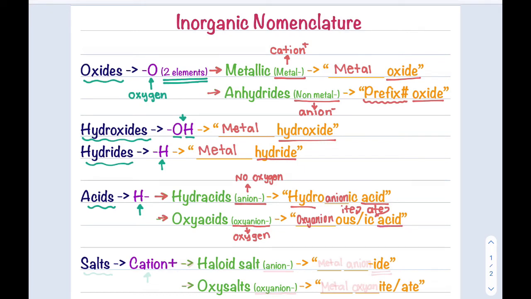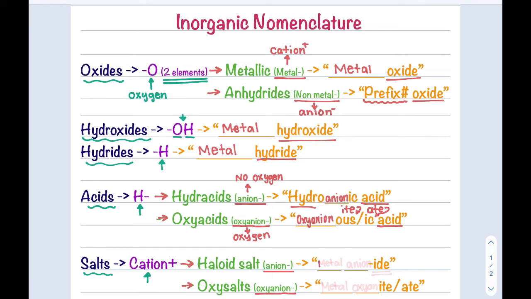The last chemical function would be salts. We identify them because they start with a cation that is different from hydrogen, of course. We're going to have 2 types as well. The first type are the halide salts. In this case, it's the same situation as in acids. The halide salts are made with an anion without oxygen, and the oxysalts are made with an oxyanion. What happens with the name?